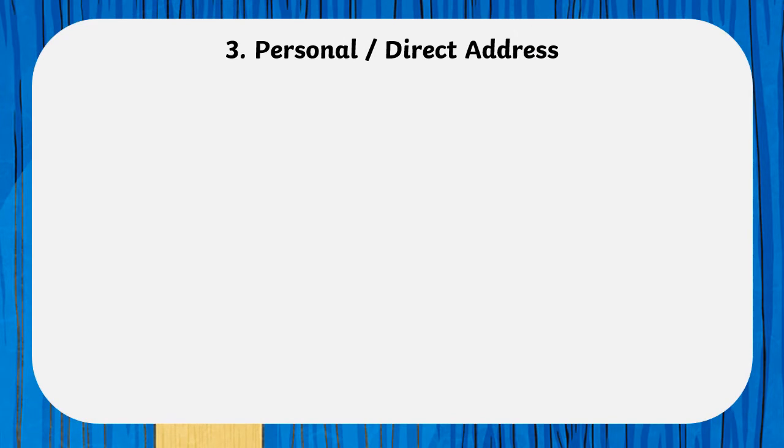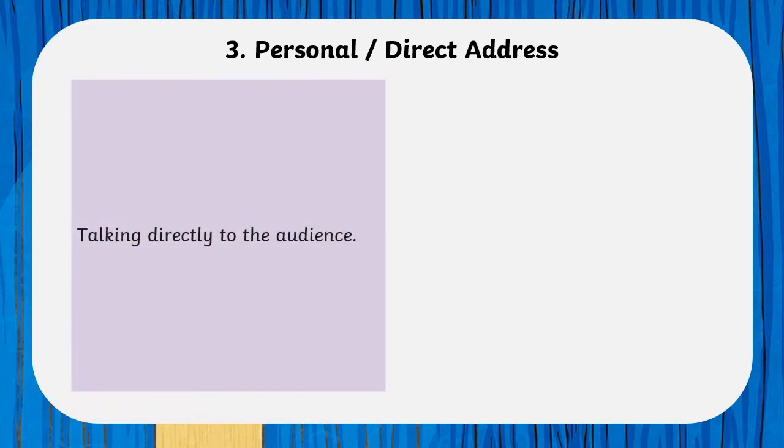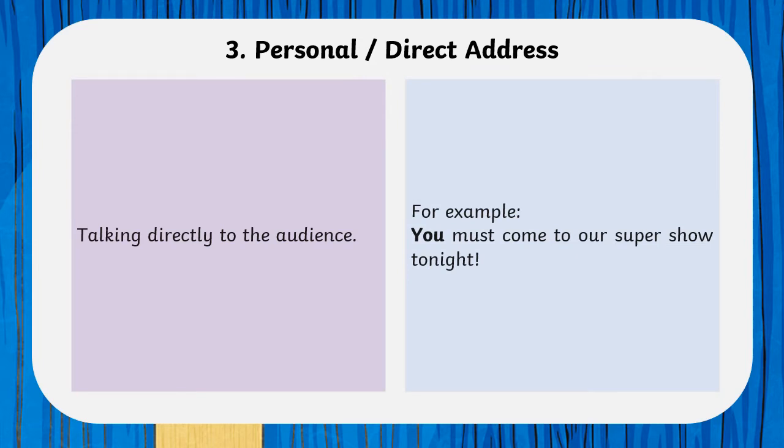The third method is personal or direct address. We can call this personal address or direct address. What does this mean? It means you're talking directly to the audience, you, okay? So you're using "you." That means you're addressing them directly. So for example, you must come to our super show tonight. You must change the way you live. Yeah, something like that, okay?